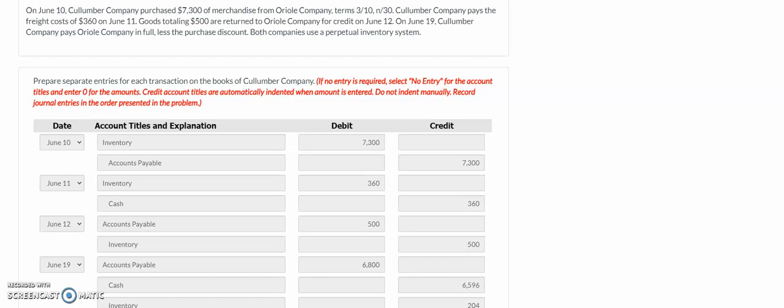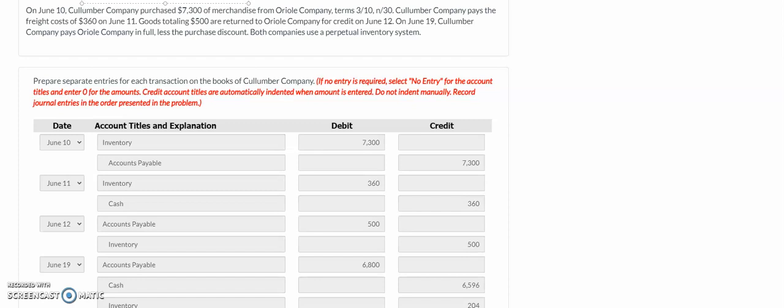On June 10th, Columber Company purchased $7,300 of merchandise from Oriel Company. So the first thing that you want to do in a problem like this is identify who is the buyer and who is the seller. That's going to help you in terms of knowing which accounts you're going to debit and credit and who are the two parties you're having the transactions with.